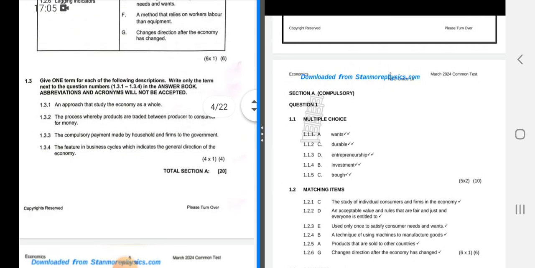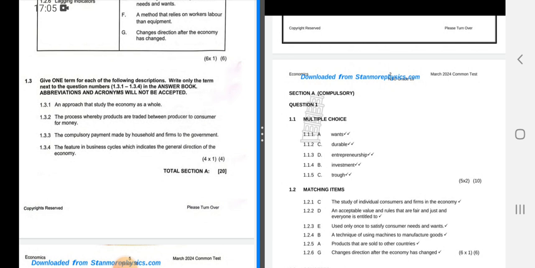Now let's look at 1.3. Give one term. So you're going to be given a statement or a definition, and you have to tell what that definition is for. So give one term for each of the following descriptions. Write only the term next to the question number in the answer book. Abbreviations and acronyms will not be accepted. So you must give the full name of what you think the following explanations or statements match with. Okay.